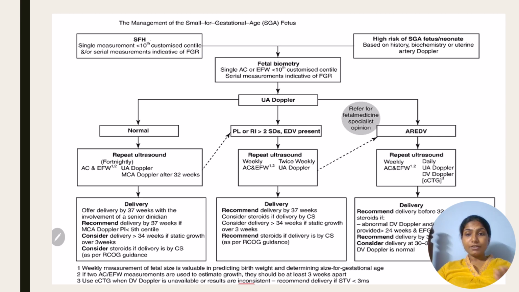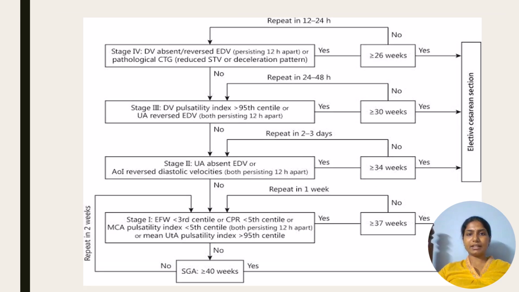So if there is absent or reverse end diastolic flow, you have to again do daily Dopplers to see whether it is deteriorating. If the Dopplers have remained normal, deliver by 37 weeks. If the end diastolic velocity is still present, then still you can deliver by 37 weeks. But if there is absent or reverse end diastolic flow, just give a course of corticosteroids and consider doing a cesarean section if less than 34 weeks of gestation, because the baby cannot handle the stress of vaginal delivery.